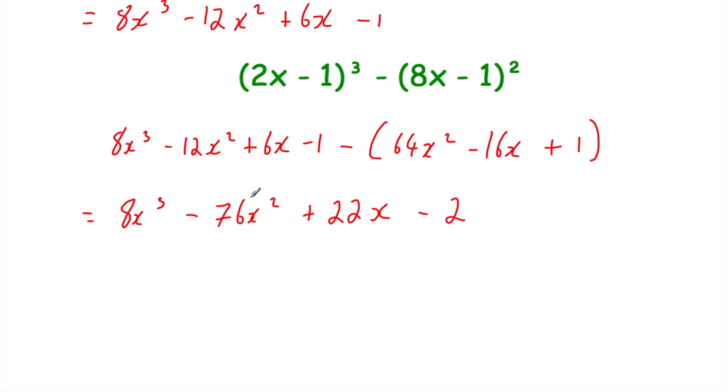And we could leave our answer like that if we wanted to. Or I suppose we could factorize this. We could take a 2 out. If we take a 2 out here, divide everything by 2, we're going to get 4x cubed minus 38x squared plus 11x minus 1. Or you could just leave your answer like that if you wanted it. It's fairly simple as it is. And that's it. And that's our answer: 8x cubed minus 76x squared plus 22x minus 2, or 2 bracket 4x cubed minus 38x squared plus 11x minus 1. And that's it. Okay, let's have a look at our next question.